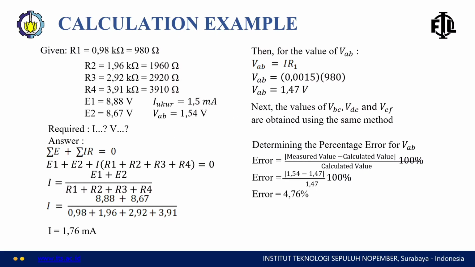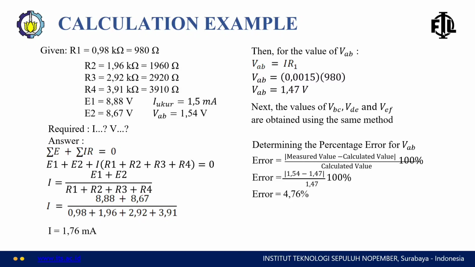Okay, now we move on to the sample calculation. For this calculation, I will use a sample from the single loop circuit with variation in resistor number 4. We are given the value for resistor number 1, resistor number 2, resistor number 3, and resistor number 4. These values were originally in kilo ohms and have been converted to ohms. We are also provided with the values for the first and second electromotive forces as well as the measured current, which is 1.5 milliampere. Additionally, the voltage measured across the first resistor, denoted as VAB, is 1.54 volt.